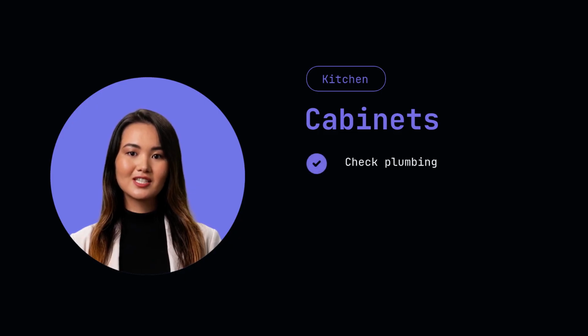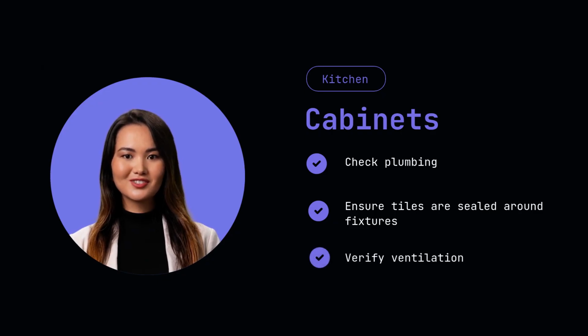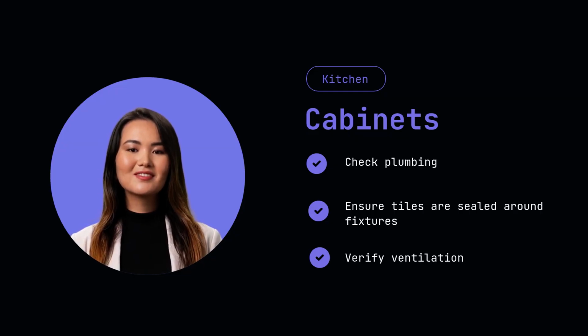Check kitchen cabinets for even alignment and sealed joints. Ensure plumbing has no leaks and appliances function correctly. Bathroom tiles should be even with proper seals around fixtures. Verify ventilation systems work in both areas. This ensures functionality and safety in essential spaces.